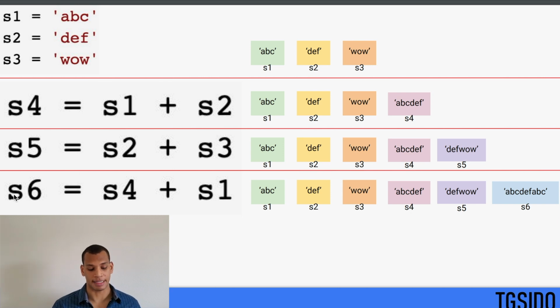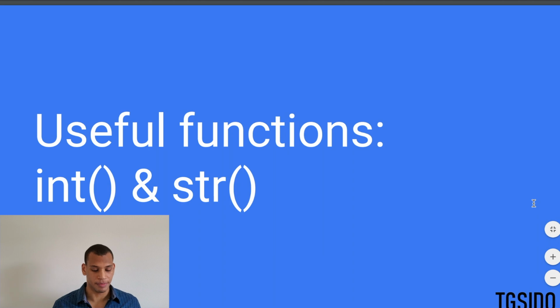Now over here for S6, we have S4 plus S1. What's in S4? We have ABCDEF, okay? And now what's in S1? We have ABC. So now we're gonna do ABCDEF ABC, right? And we're gonna put all of that into where? S6. Cool.